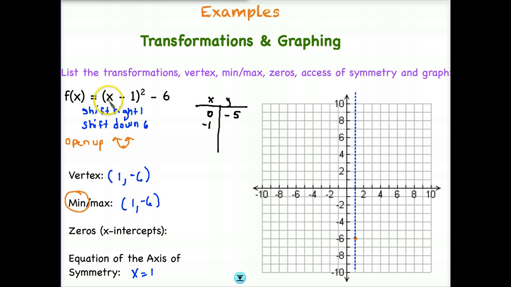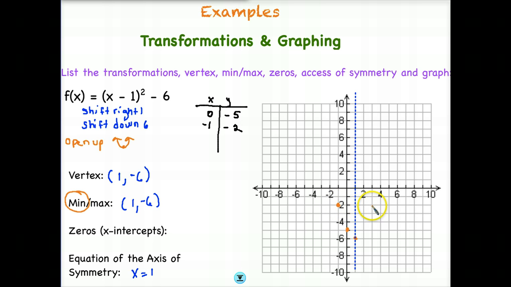If I choose -1, then I have -1 minus 1. Remember your order of operations. That leaves you with -2, and -2 squared is 4. 4 minus 6 is -2. So plotting those points, I get 0, -5, and I get -1, -2.